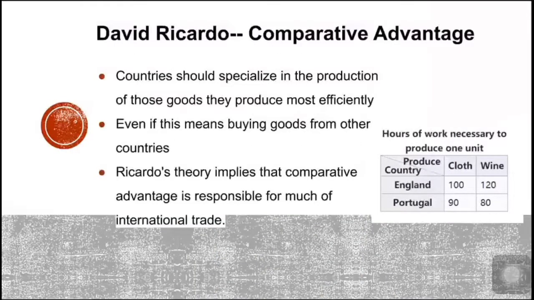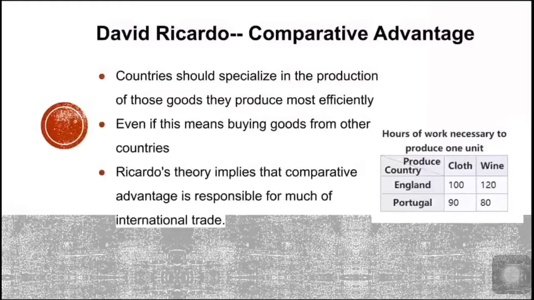I will introduce David Ricardo's theory, which focuses on comparative advantage. He argued countries should specialize in the production of those goods they produce most efficiently and buy goods that they produce less efficiently from other countries. Ricardo suggested there is a mutual national benefit from trade. Meanwhile, Ricardo's theory implies that comparative advantage is responsible for much of international trade.